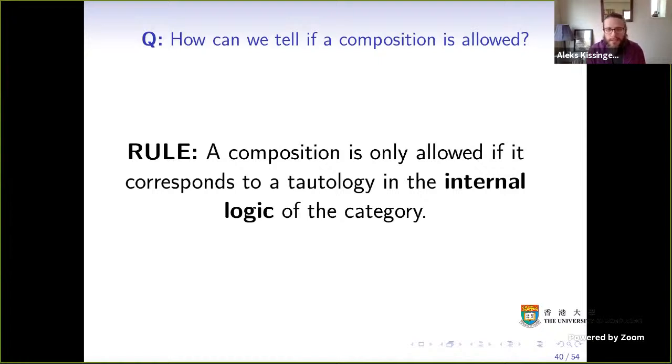Okay, so here's the kind of golden rule of star autonomous categories. A composition is only allowed if it corresponds to a tautology in the internal logic. Okay, so a composition is only allowed if it corresponds to a logical tautology.